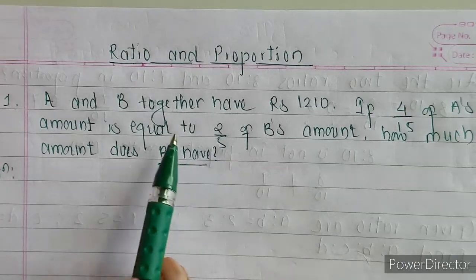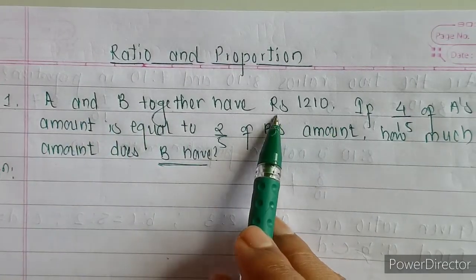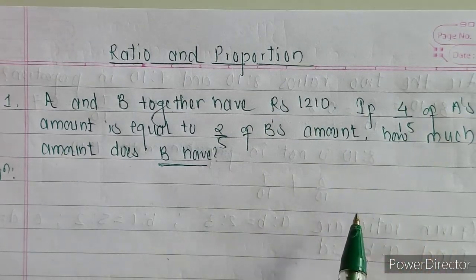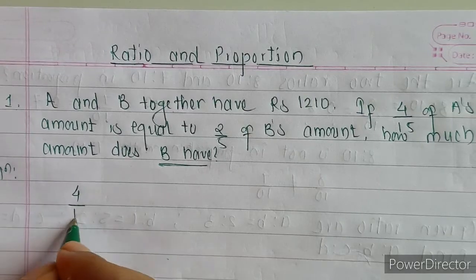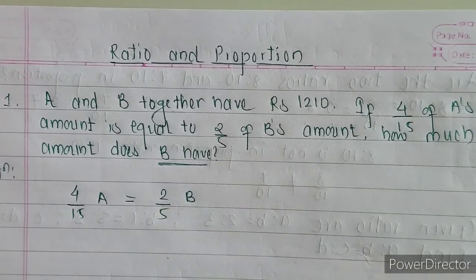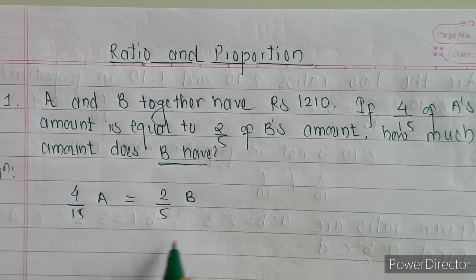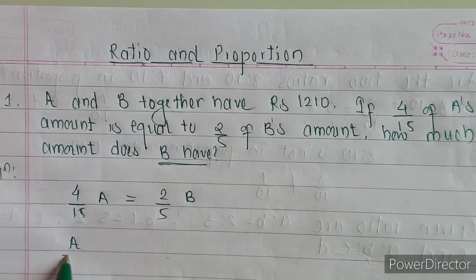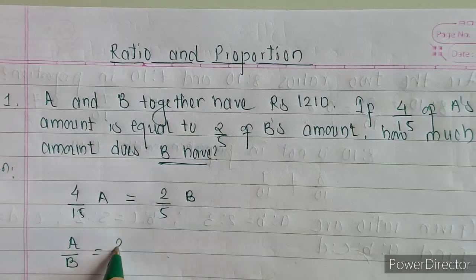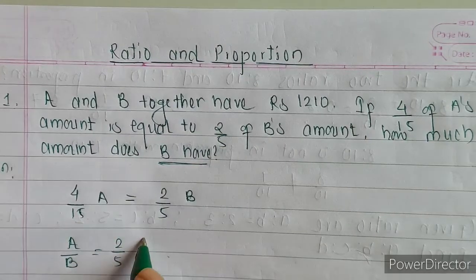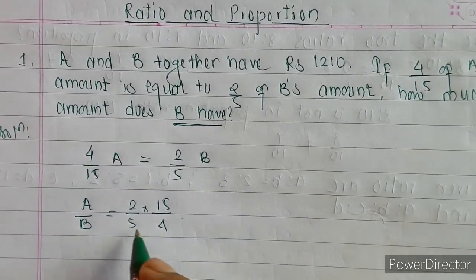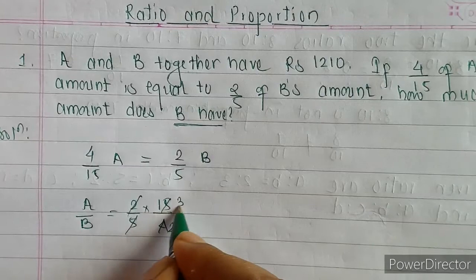What we know is together A and B have rupees 1210. Okay, and 4 by 15 of A's amount is equal to 2 by 5 of B's amount. Now we can write from here A by B. I am taking this B this side, 15 will go up, and here 4, right? Now from here I can cancel this.